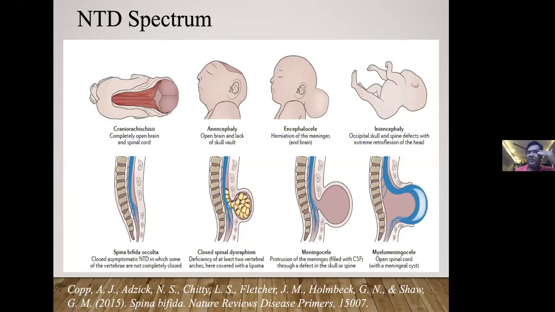So essentially, if only a vertebra or something is not fused and there is nothing protruding, that is called spina bifida occulta. If there are two vertebrae and it is covered by a fluid sac along with the fat, it is called lipomeningocele. If only the meninges are coming out without the nerve elements in more than two vertebrae which are open, then it is called a meningocele, and then meningomyelocele.